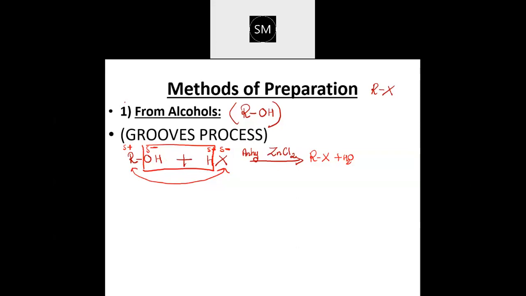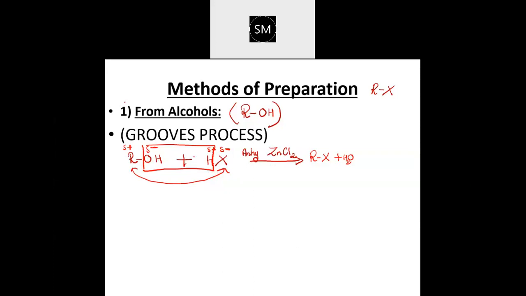Okay, and we'll try to make this bond weaker so that easily this R can combine with the halogen. That's the job. And this entire process is called Groove's process. I am not going to explain the entire mechanism, it is not needed for you. If you are able to write the product, it is enough.